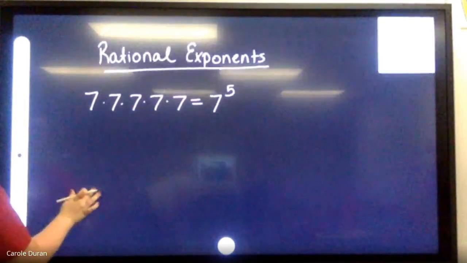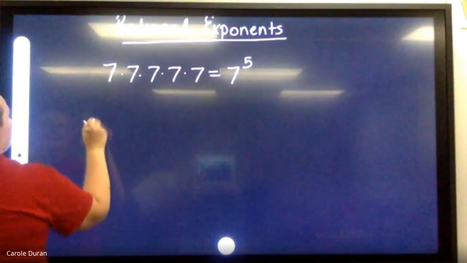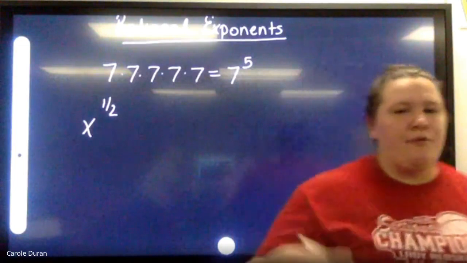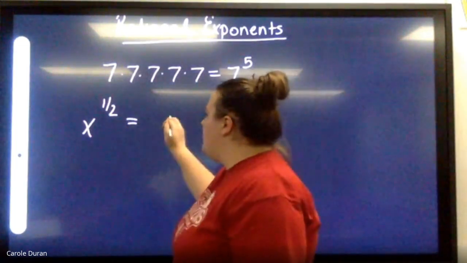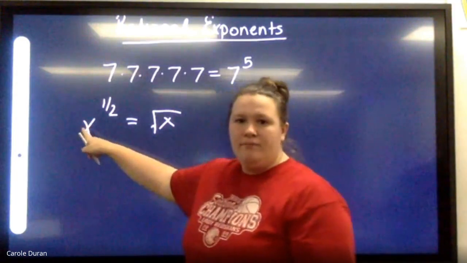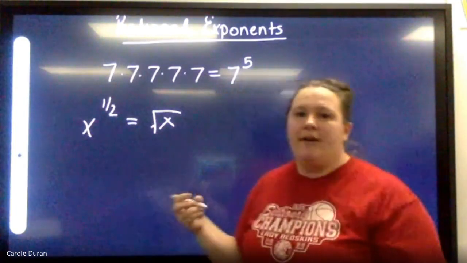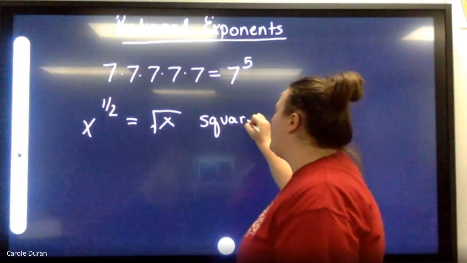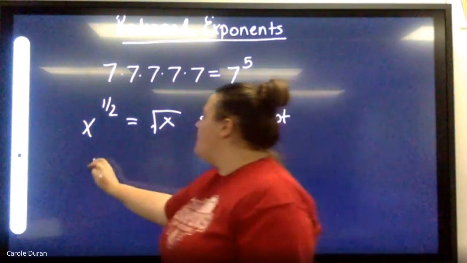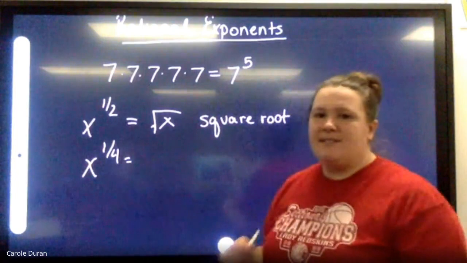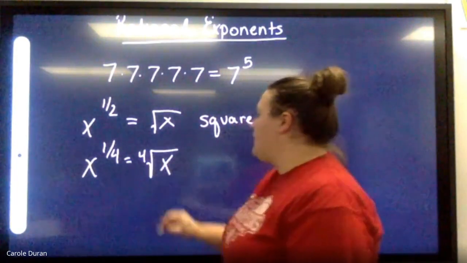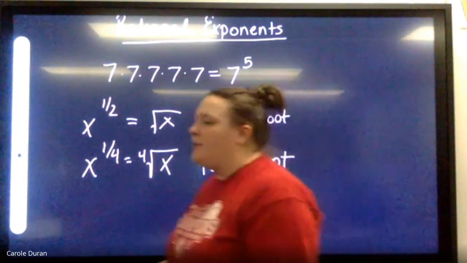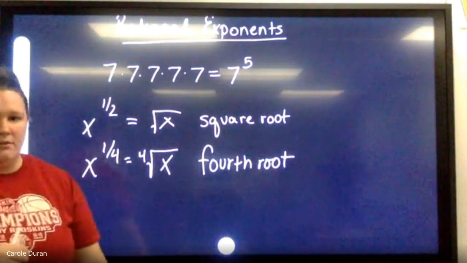Another thing that we know when we talk about rational exponents is that we can have exponents that are fractional, so they don't necessarily have to be whole numbers. Whenever we see a fractional exponent, this is the same as taking the root of that variable, and the root we're taking is the denominator of our fraction. So if I have 1/2, that is the same as the square root of whatever I'm taking to the 1/2 power. If I have x to the 1/4, that is the same as taking the 4th root. So whenever you have a fractional exponent, that denominator is always the root that we're taking.